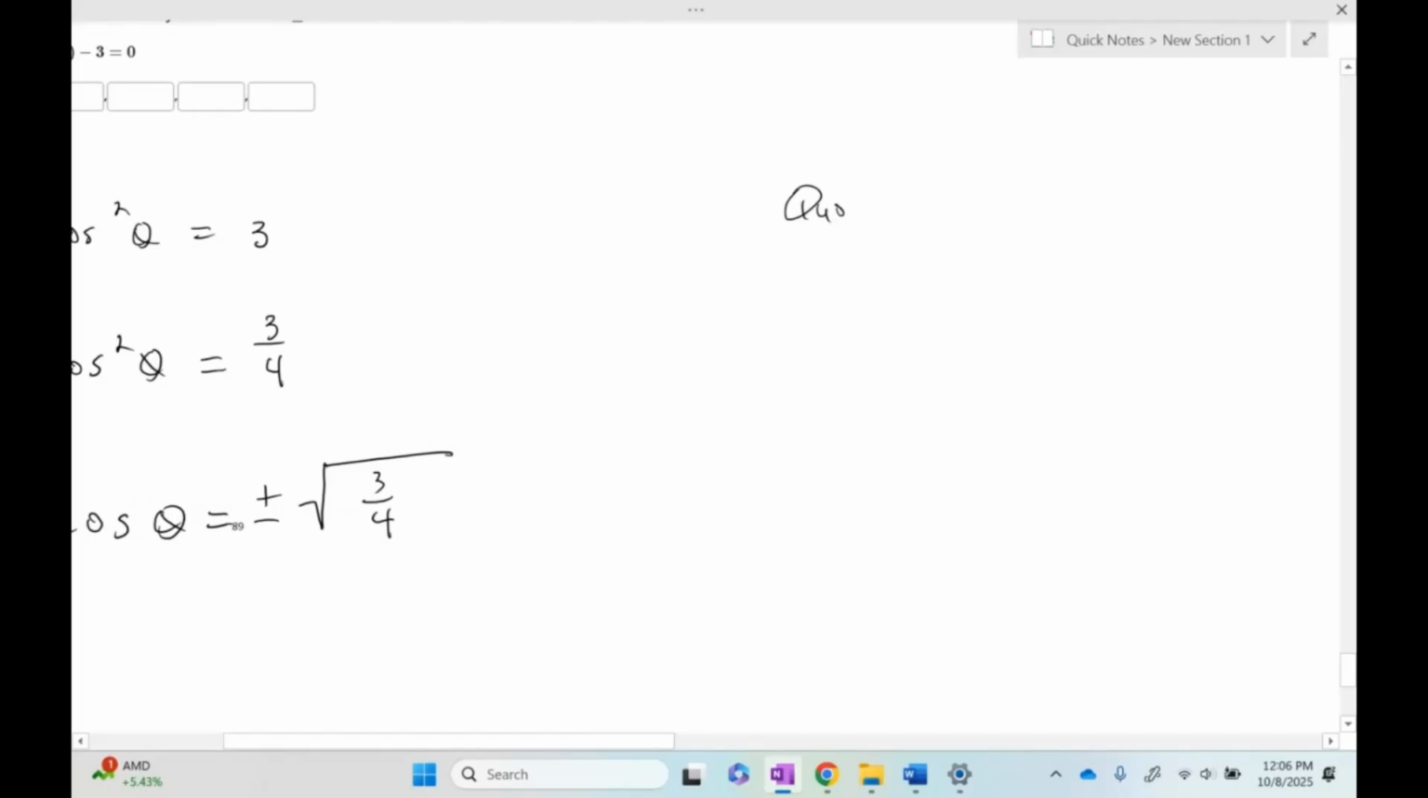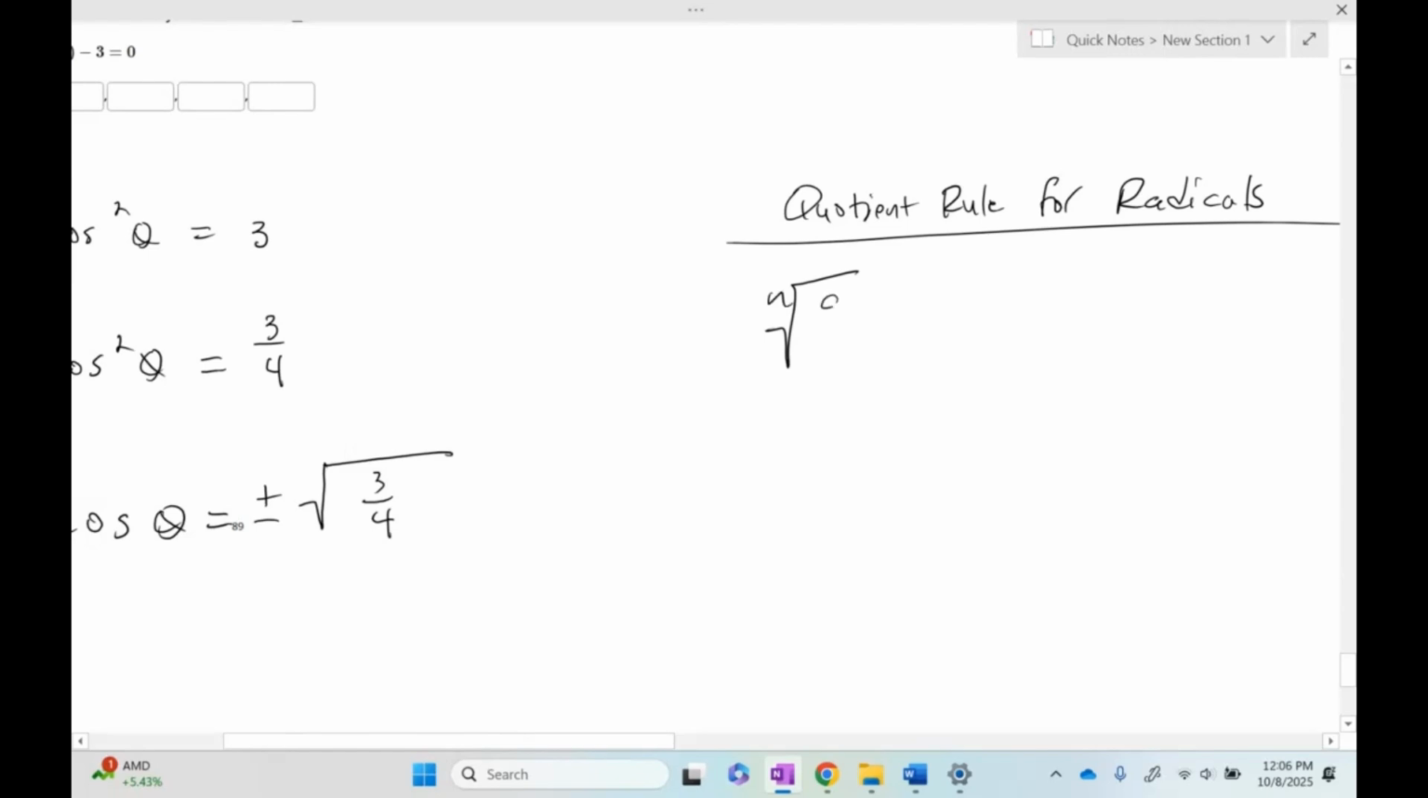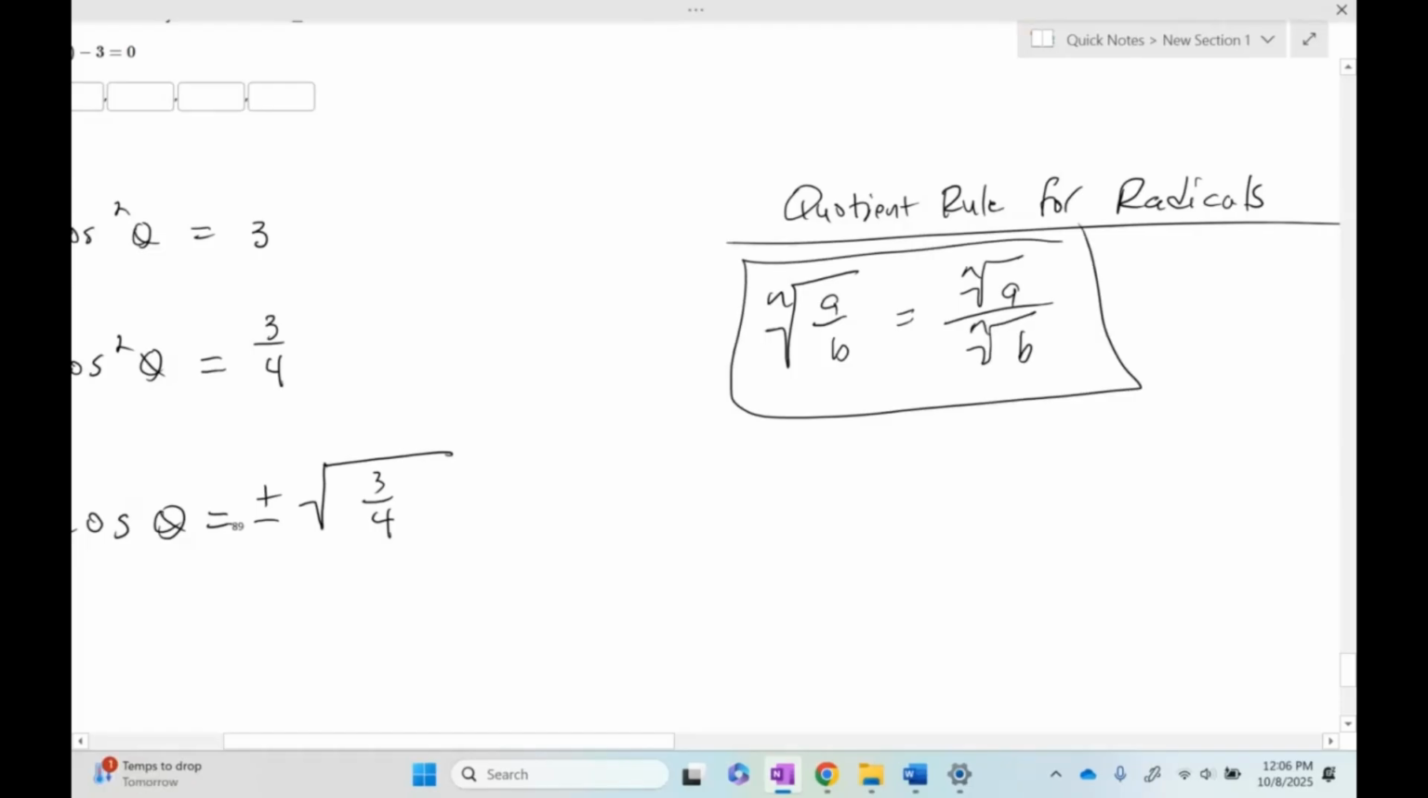There's something called a quotient rule for radicals. And I think we talked about this before, but if you have the nth root of a divided by b, you can separate that out as the nth root of a divided by the nth root of b. And the only time you really want to do something like this is if you're dealing with a perfect square.